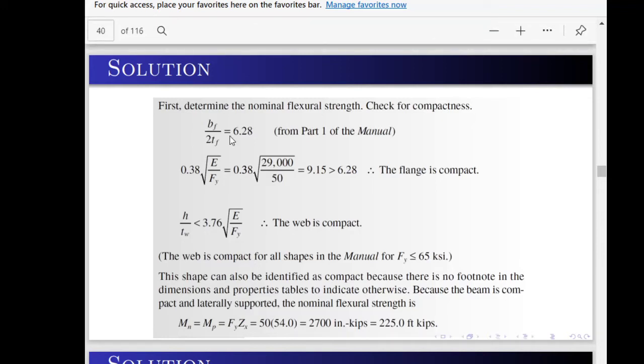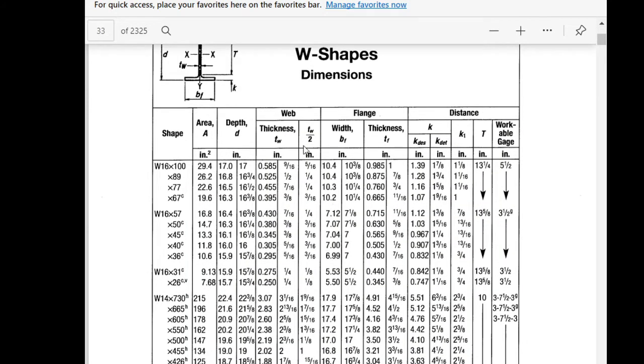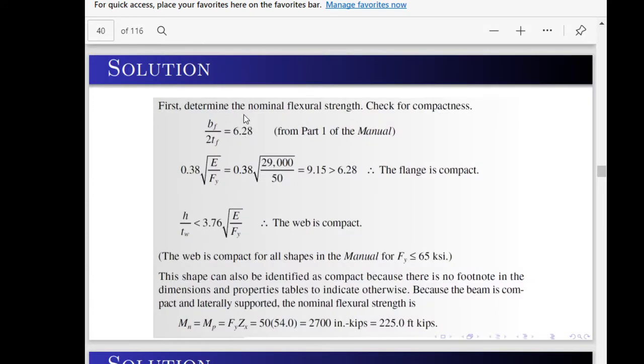So this one, the BF over 2TF can be found in the table. You can use this, no? This is table 1-1. So for W16 by 31, you have the BF of 5.53 divided by 2 times 0.44. So the answer for that is 6.28.